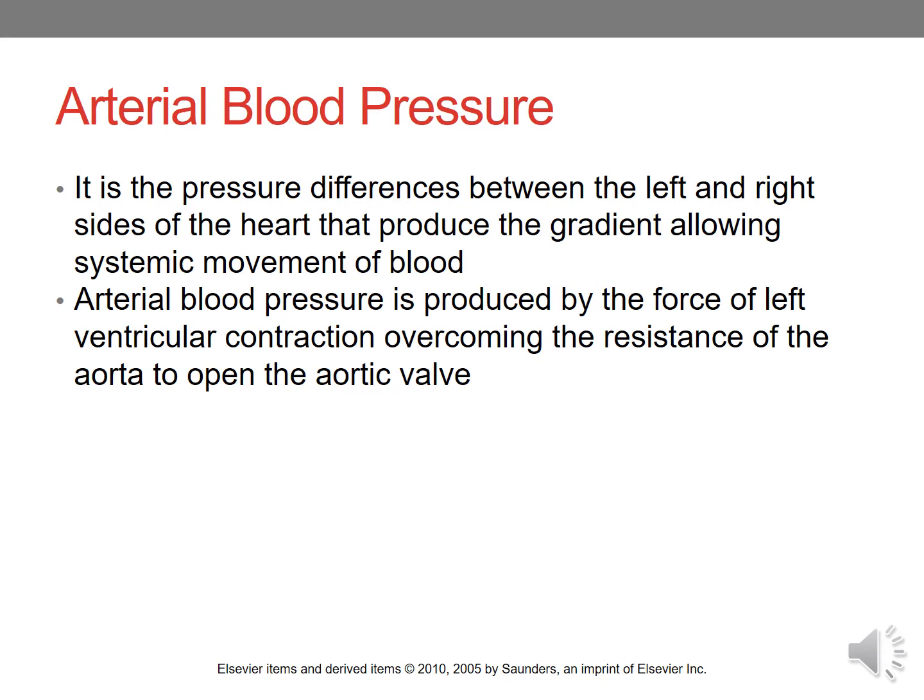Arterial blood pressure is produced by the force of the left ventricular contraction overcoming the resistance of the aorta to open the aortic valve. So again, that left side of the heart where we now have a large amount of blood that forces through the aortic valve, that valve opens up, pushes a very high velocity of blood through circulation systemically through the body. And this is the pressure that we want to measure.